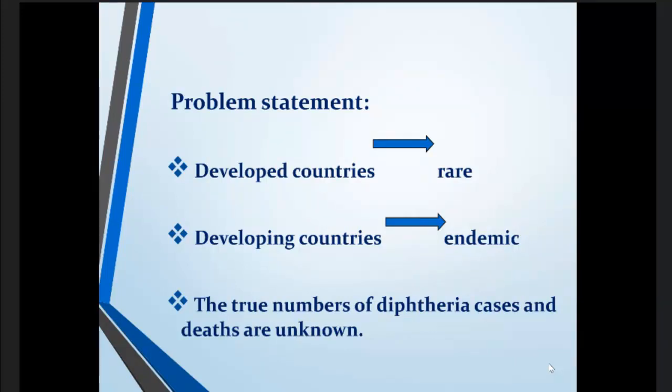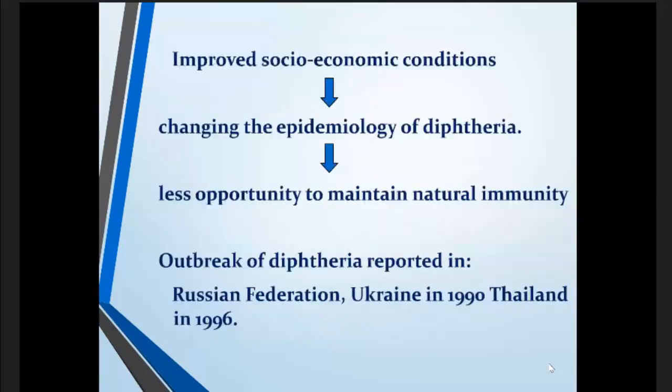The true number of diphtheria cases and deaths is not known exactly because diphtheria is characterized by many carrier states. So these cannot be well recognized, and subclinical cases cannot be detected easily. That's why the true number cannot be estimated exactly.